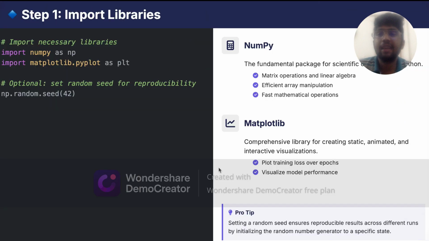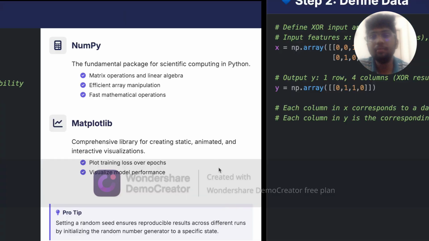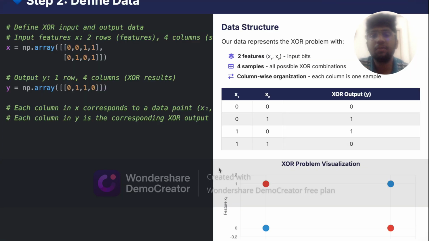The first step is the basic import of libraries. We need NumPy and Matplotlib. NumPy is for the mathematical operations, and Matplotlib for graph visualizations. We're also going to use a seed. The use of a seed is to ensure reproducible results across different runs, by initializing the random number generator to a specific state. This can help make the MLP model much more efficient.